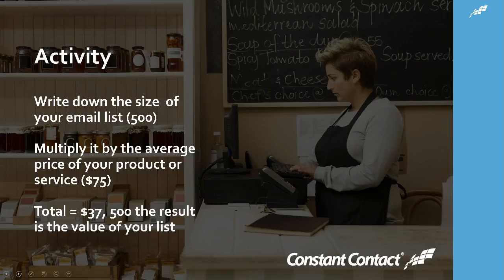Let's say you have 500 people on your list. Then multiply that by the average price of your product or service, or if you're not for profit, by the average donation. So let's say that's $75. Then the total would be $37,500. That would be the value of your list.